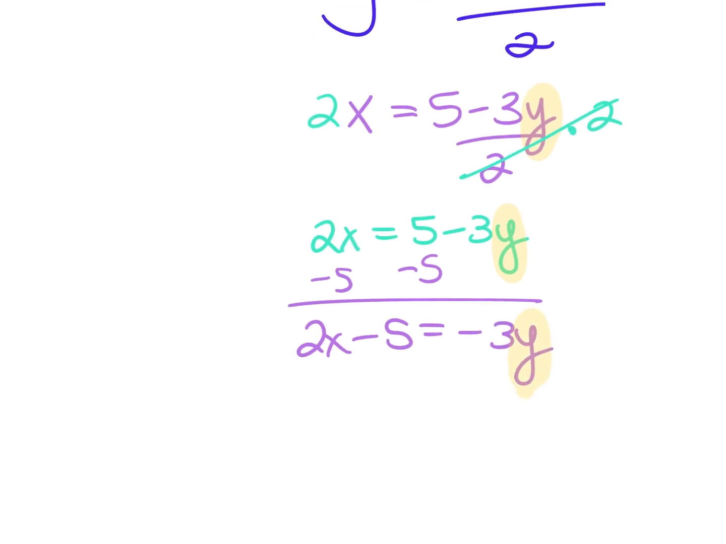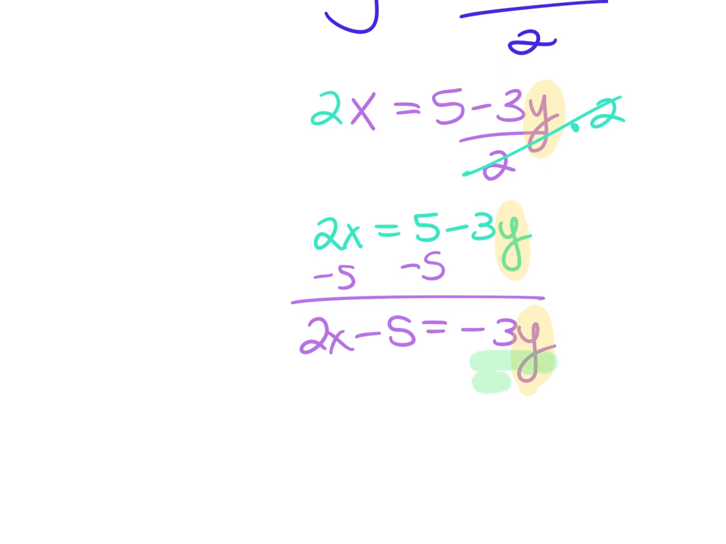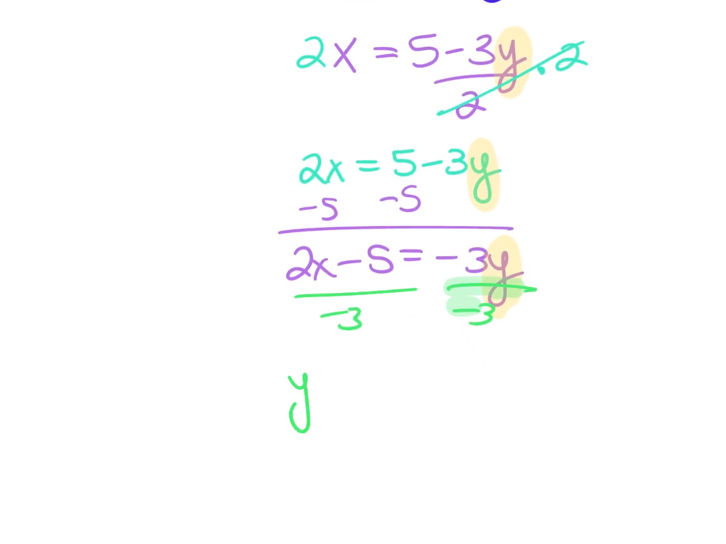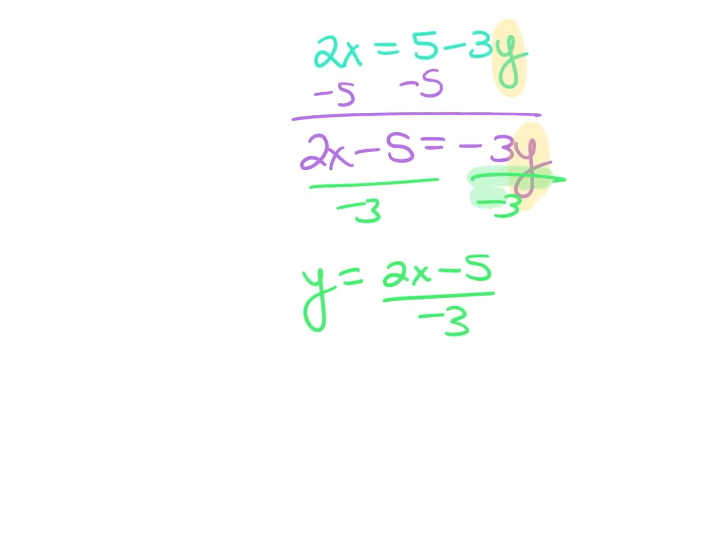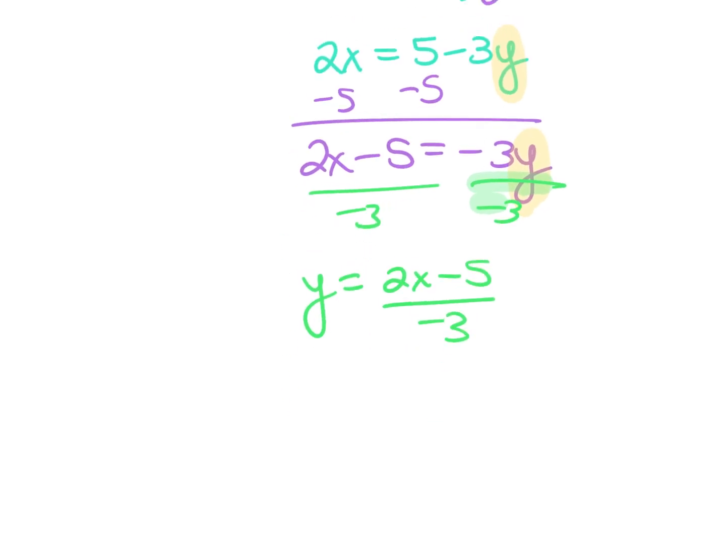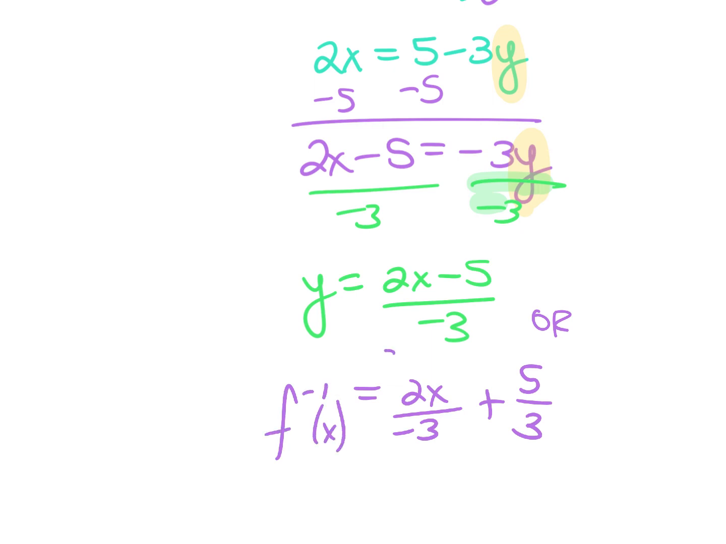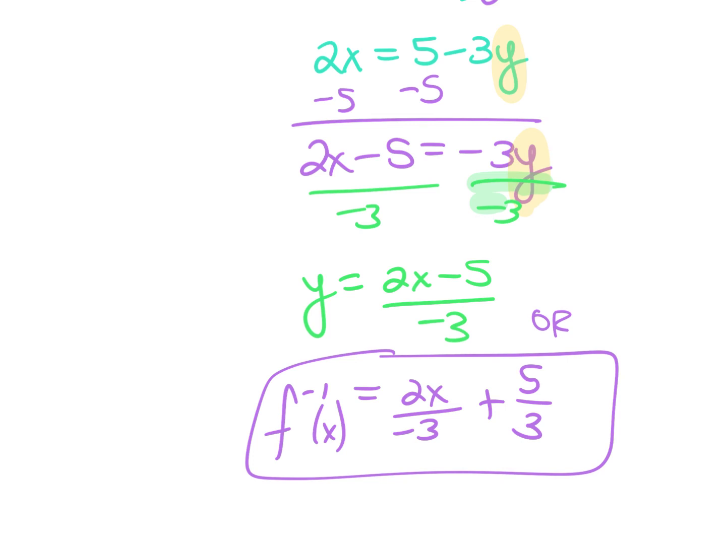Still solving for y. So now I'm going to, whoops, I should probably not write with a highlight. Divide by negative 3. And I get y equals 2x minus 5 over negative 3. It's fine to leave it like that. If you guys would like to rewrite it as negative 2x over 3 plus 5/3, that's fine as well. Either one. But what notation should go in the front of my inverse? F negative 1 of x. If it's a g, g negative 1. Again, either one of those is fine, the top or the bottom.